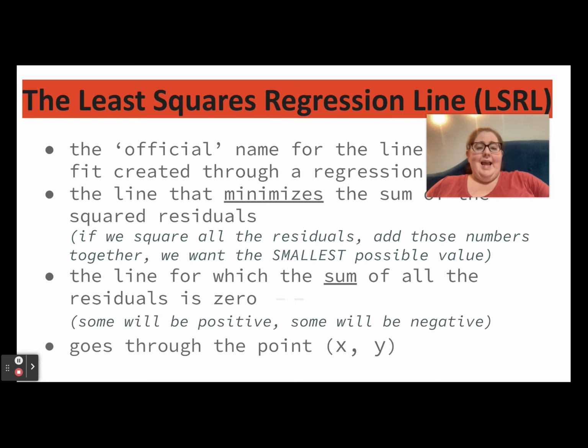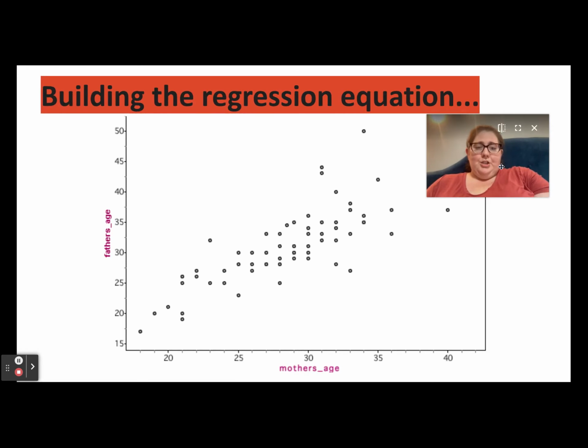And then the last thing is that our line of best fit, our least squares regression line, will always go through the point x bar, y bar. The slide just says x, y, but it should say x bar, y bar, meaning it goes through the point mean of x, comma, mean of y.